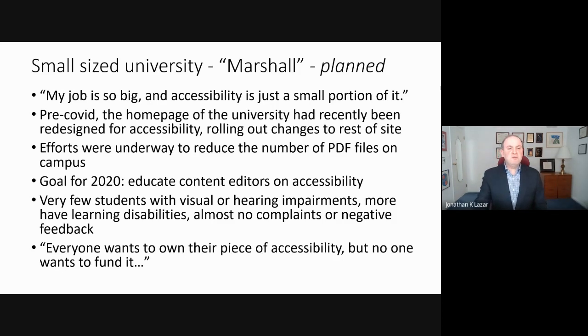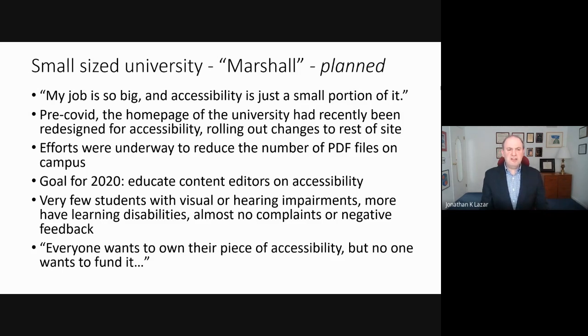Another goal Marshall had for 2020 was to educate content editors on accessibility. He said, you know, most of the content editors on campus really weren't familiar with accessibility concepts, and he thought if he could start a training program and reach out to them and train them, and maybe they could train some other people, that was at least one of his goals.